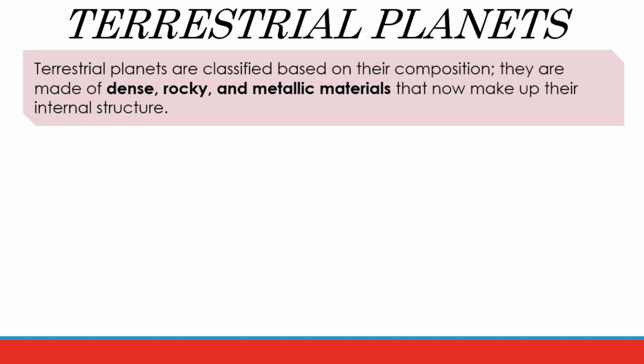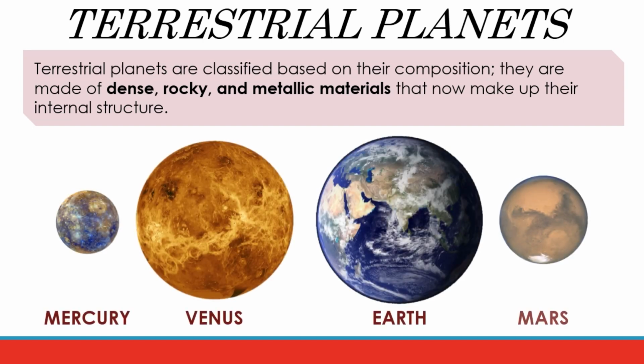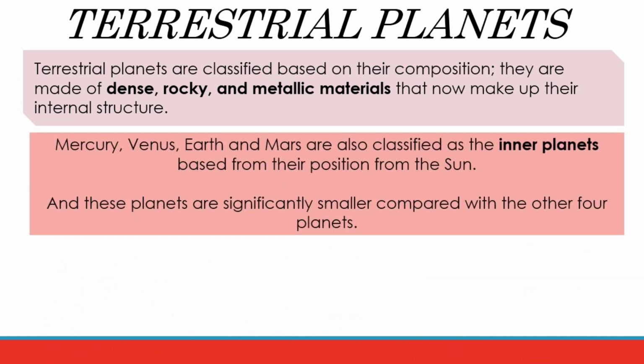Now let us define terrestrial planets. Terrestrial planets are classified based on their composition. They are made up of dense, rocky, and metallic materials that are found in their internal structure. The planets that are classified as terrestrial are Mercury, Venus, Earth, and Mars. Mercury, Venus, Earth, and Mars are also classified as the inner planets based from their position from the Sun, and these planets are significantly smaller compared with the other four planets.